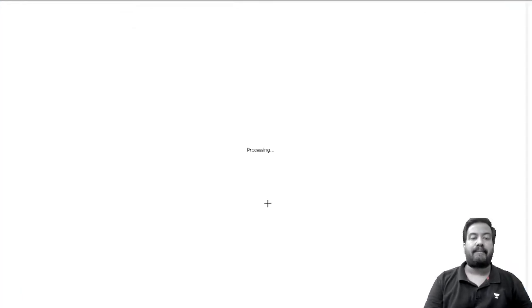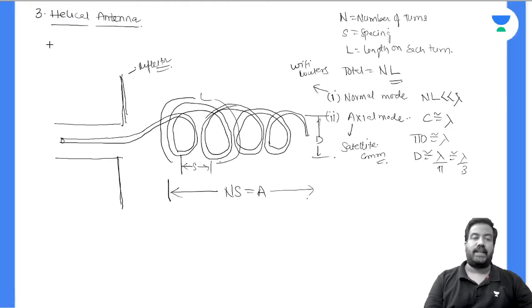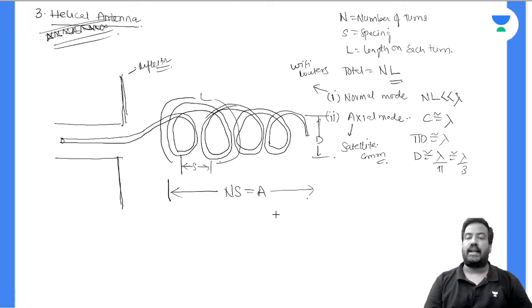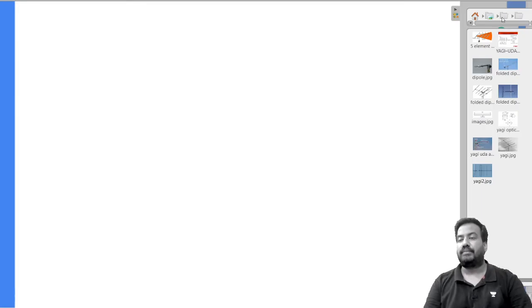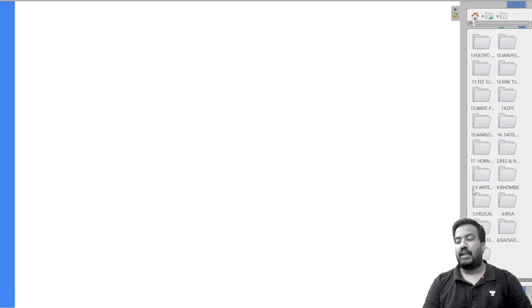So this is the major antenna, and on this antenna today we'll discuss MCQs. MCQ on special antennas. Today's antenna is the helical antenna. Fourth, and before we go there, I'll also show you some helical antennas.